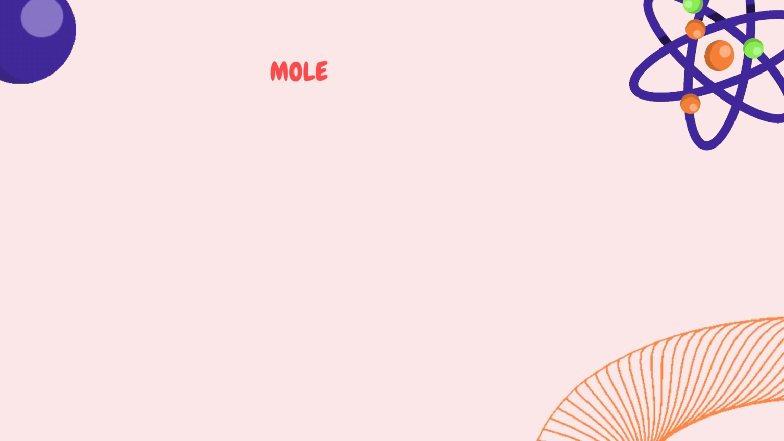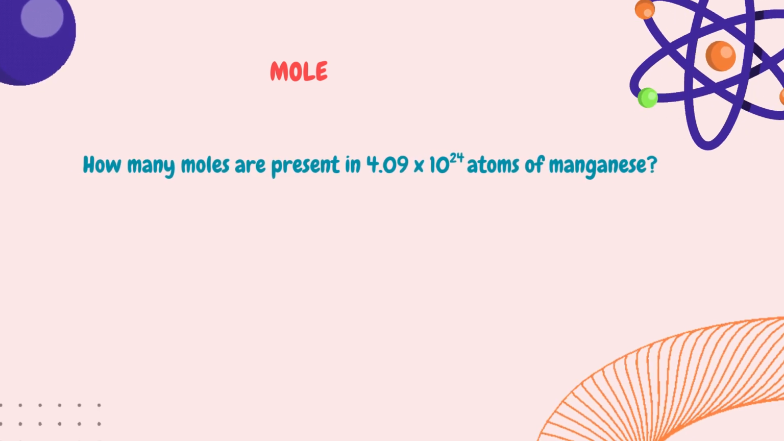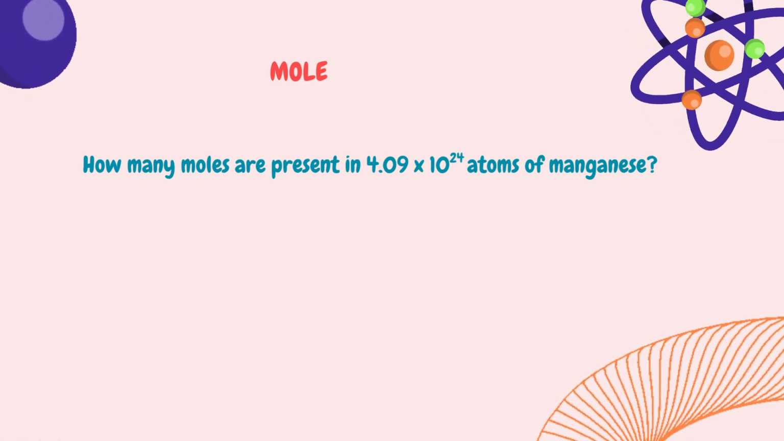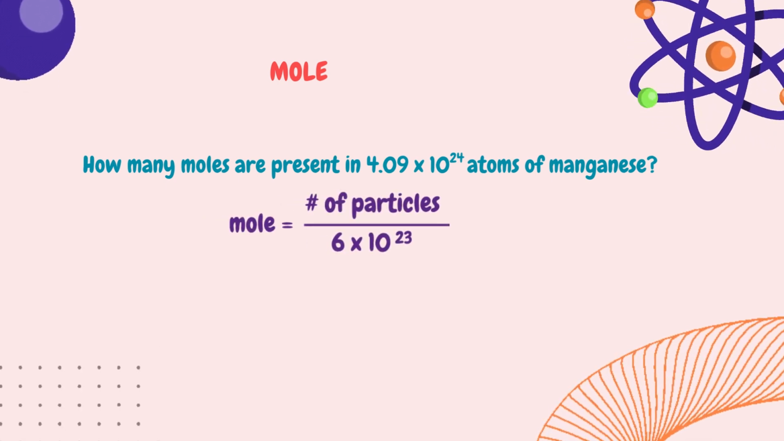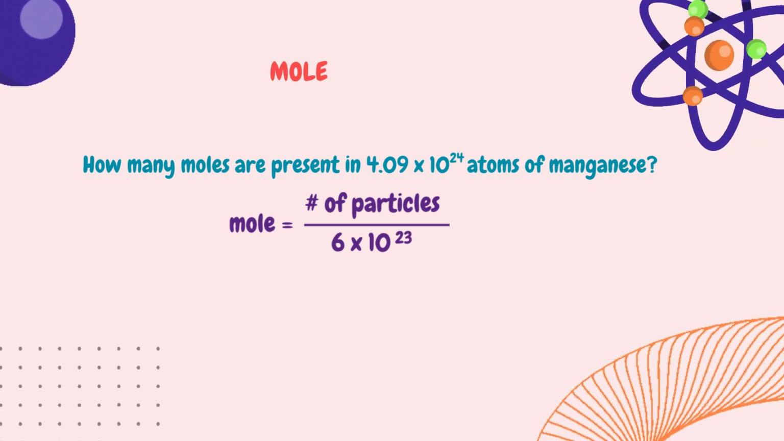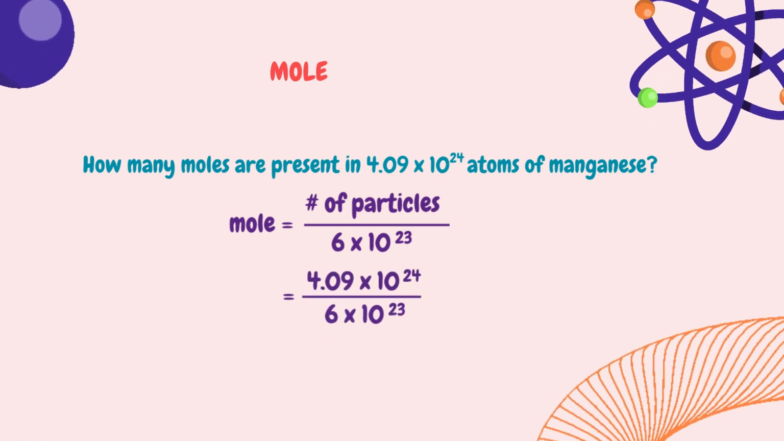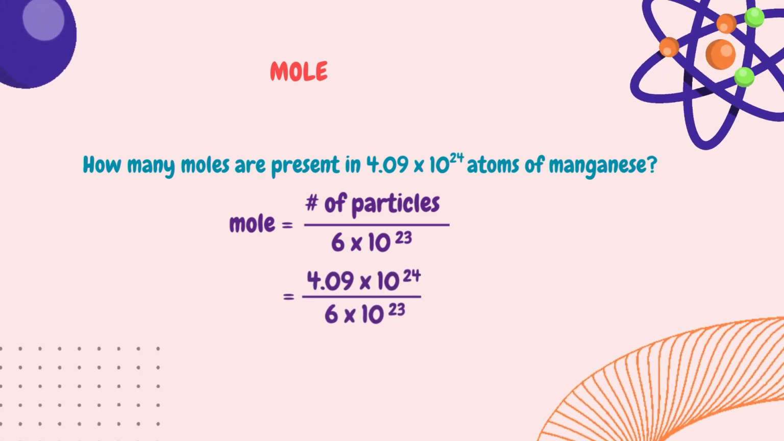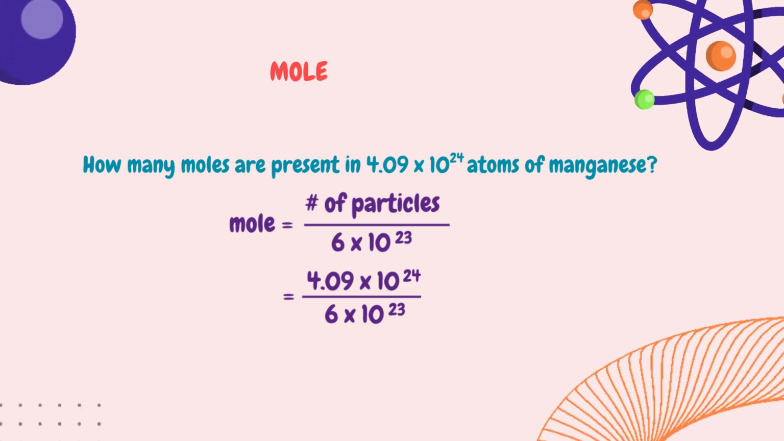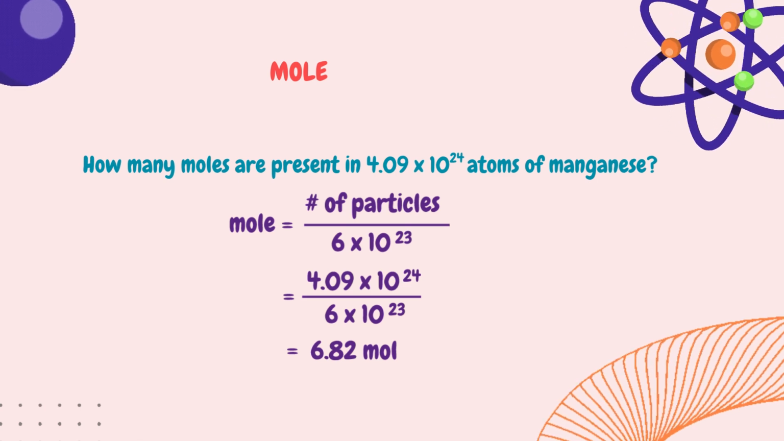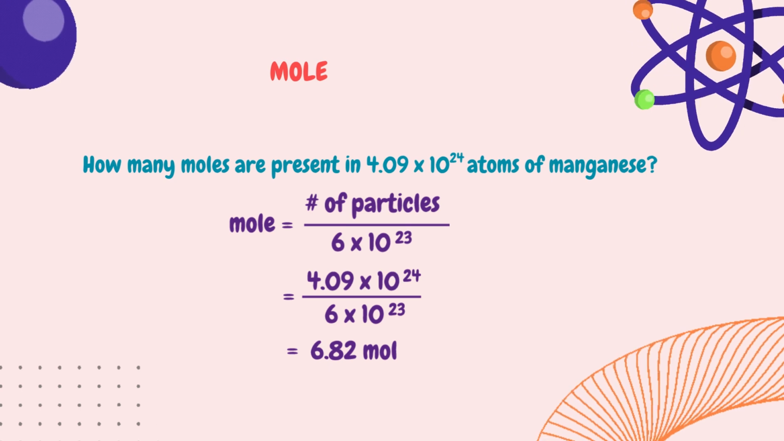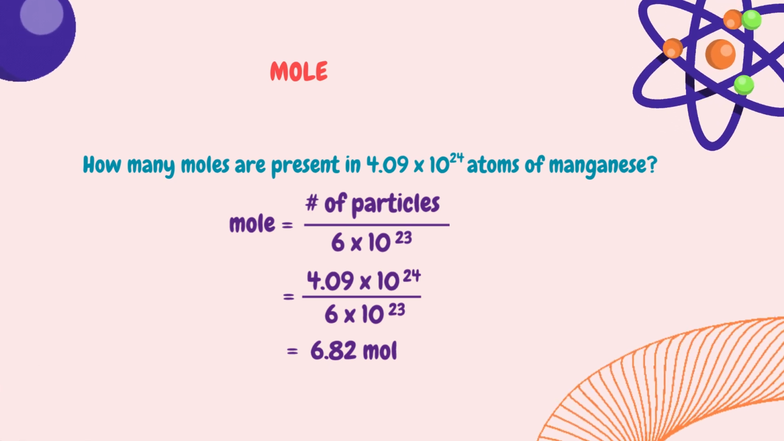The last example. How many moles are present in 4.09 times 10 to the power 24 atoms of manganese? Mole is equal to the number of particles over 6 times 10 to the power 23. The number of manganese atoms given is 4.09 times 10 to the power 24 over 6 times 10 to the power 23. This gives 6.82 moles, so 4.09 times 10 to the power 24 atoms of manganese has 6.82 moles.